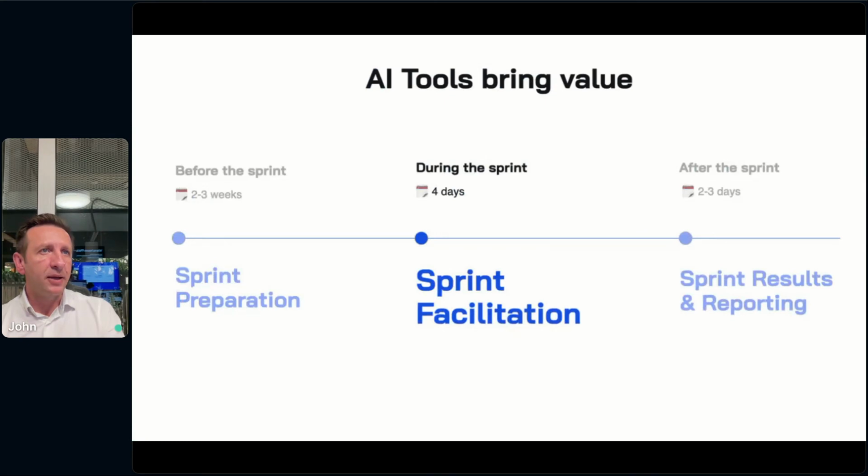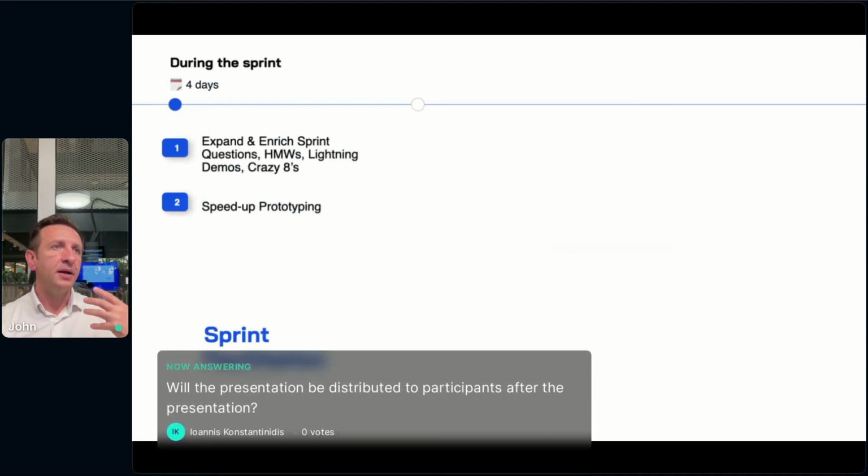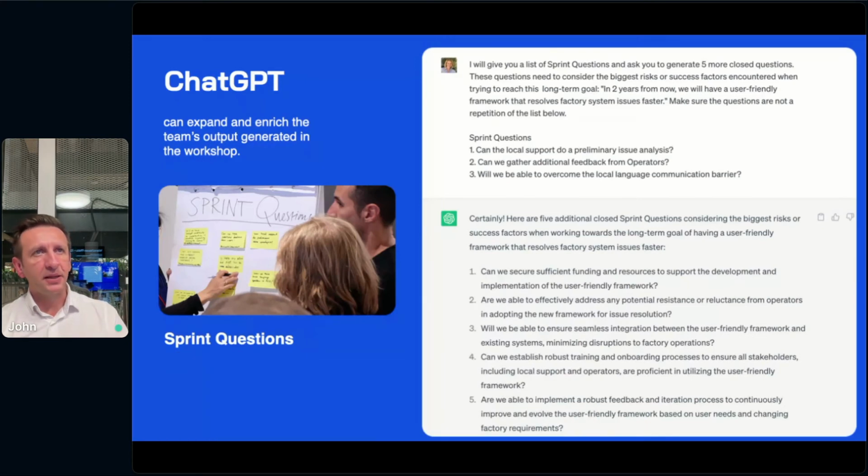But AI tools can help you during the sprint facilitation as well. And we use them mostly for expanding and enriching the team's output, not so much for ideation, right? So we're still keeping to the original process where the team is responsible for coming up with ideas and creating the content, but then AI can give you another perspective. So for example, these were the top 3 questions. These are the big assumptions and blockers that the team wanted to verify during the sprint. This is what they came up with.